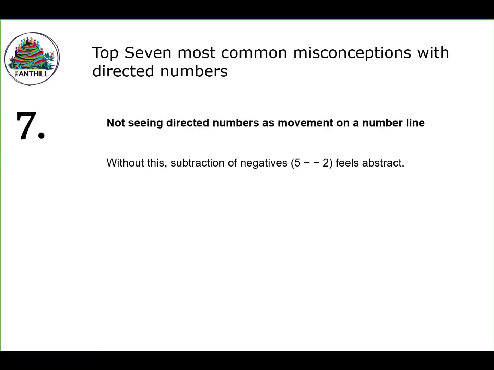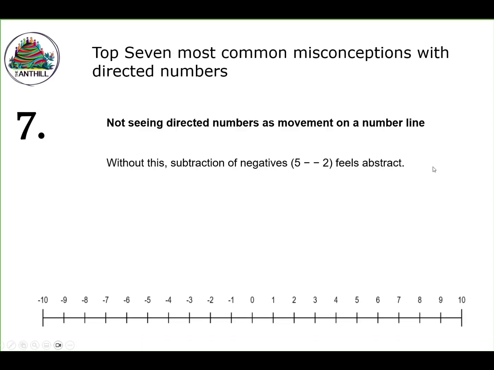Right, coming in at 7, not seeing directed numbers as a movement on a number line. Without this, subtraction of negatives can feel quite abstract. What we need to do is remind our learners about the principles of the number line and where negative numbers, positive numbers, and the direction of where we go when we're adding and taking away. What does that look like on a number line? If we can start to help them visualize what's going on, it helps solve these a lot easier.